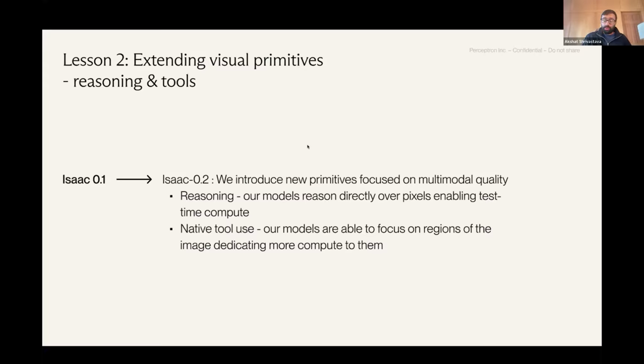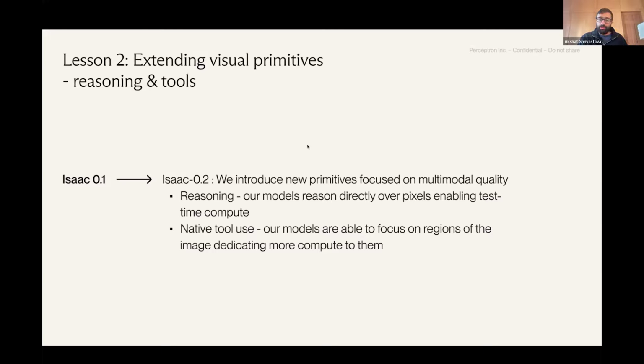So a lot of our investment in 0.2 also went into what happens if you gave our model the native ability to zoom into this. Functionally, what this looks like is that when the model is reasoning over some image, it can actually zoom into a region and it can allocate more compute to that region.